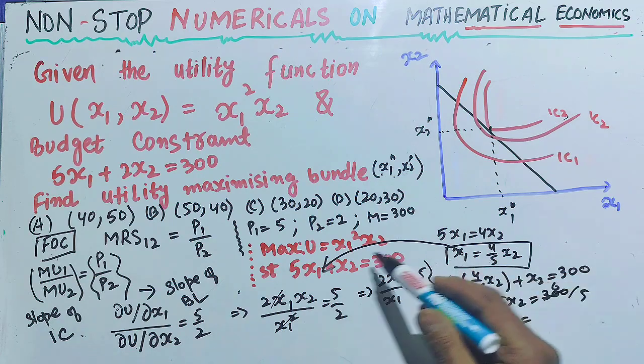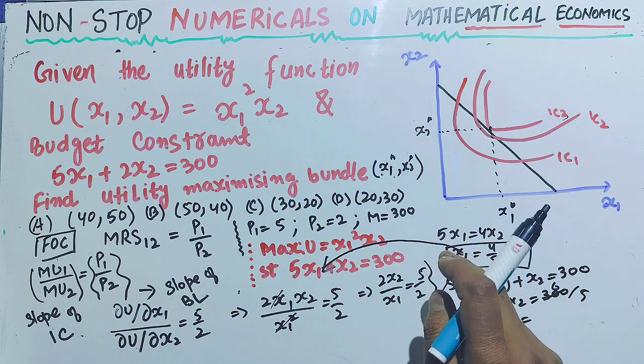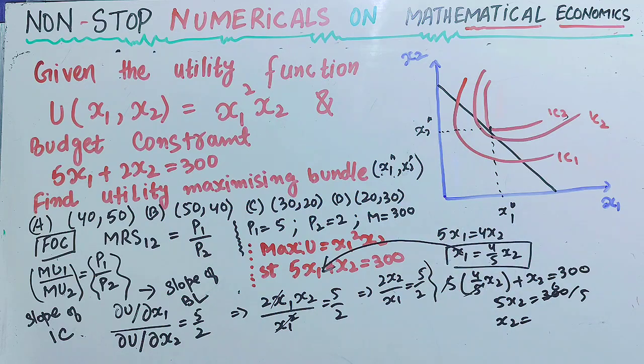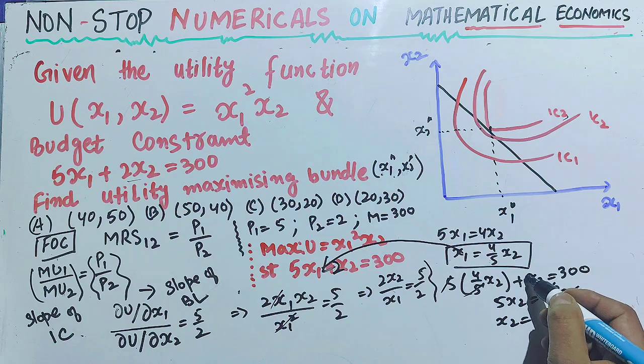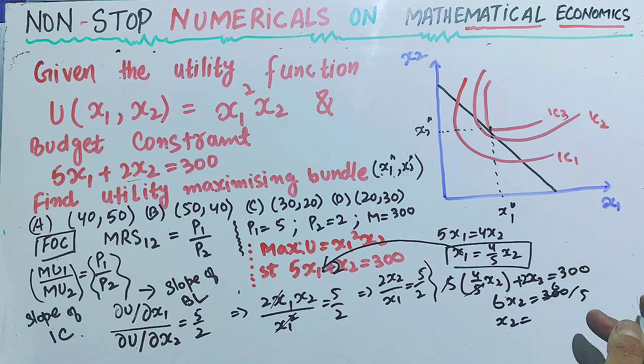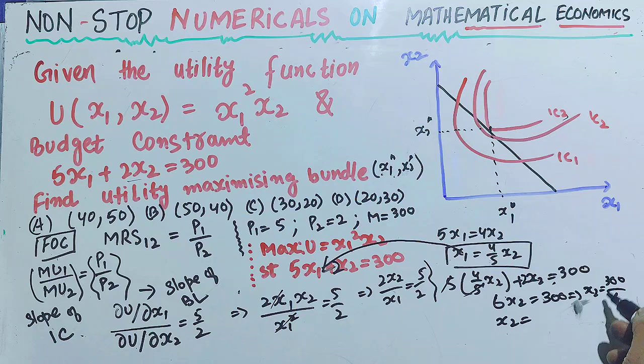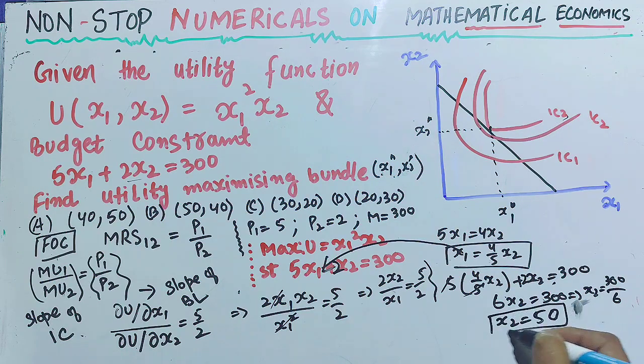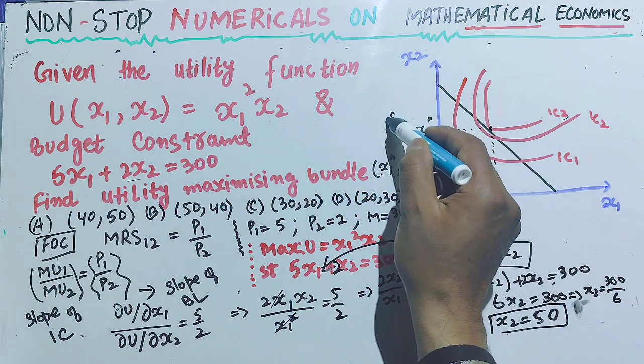What is the value of x2? Here we have 2x2, sorry, that's why I got confused. So 4x2 plus 2x2 becomes 6x2. Dividing by 6, 6x2 is equal to 300, which implies x2 will be equal to 300 upon 6, which is 50. So we have x2 equal to 50.